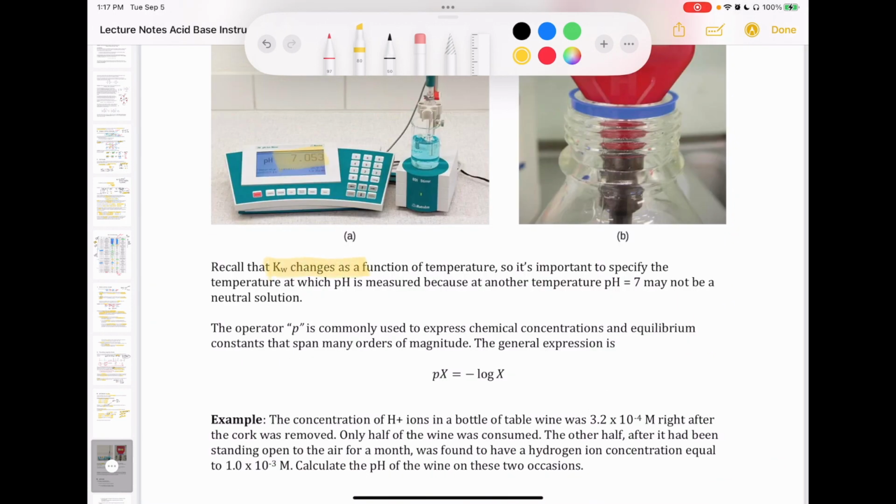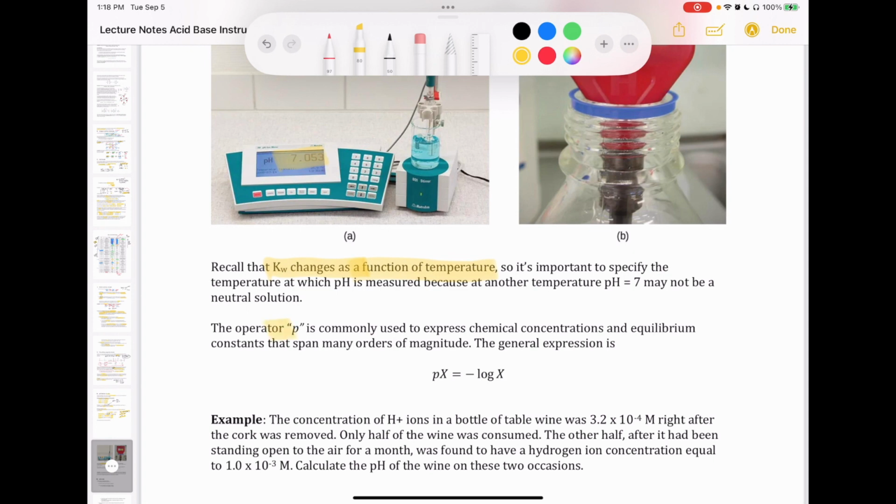Okay. As I said earlier, Kw changes as a function of temperature, just like any equilibrium constant. It's very important to keep in mind that if you're doing your experiment at a temperature different than 25 Celsius, which often happens, say you're studying warm-blooded animals whose body temperature is about 35 degrees, then you're not going to assume that pH equals 7 is neutral. In fact, pH equals 7 might be acidic, it might be basic, it depends on what temperature you're studying.